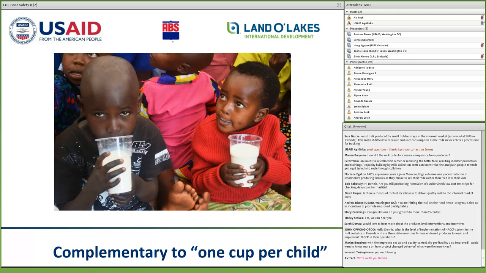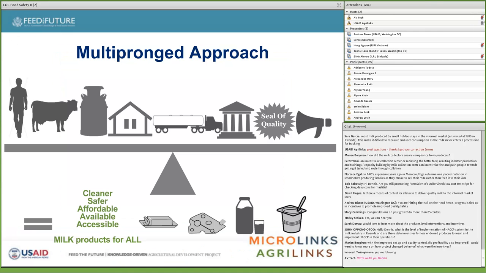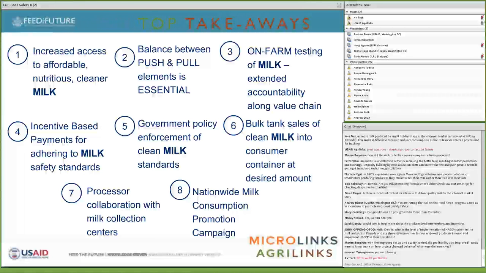So we have complemented the consumption program with what the government has been driving as one cup per child program, which is an aim to improve the nutrition across the board, starting with the younger ones in school. Now, the multi-pronged approach, as I told you earlier, brings together a lot of effort around the milk collection chain, and what we have put in place is a seal of quality, and combine that properly with a behavior change communication campaign that helped everybody to graduate from a low quality, limited supply kind of product to a much more stable supply, higher quality product. And that helps to provide a cleaner, safer, affordable, and available product for all.